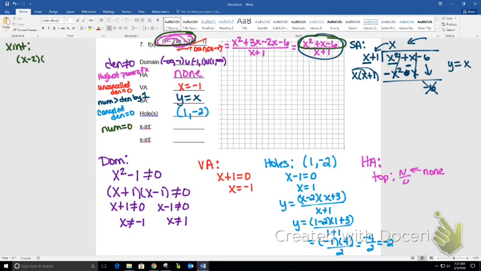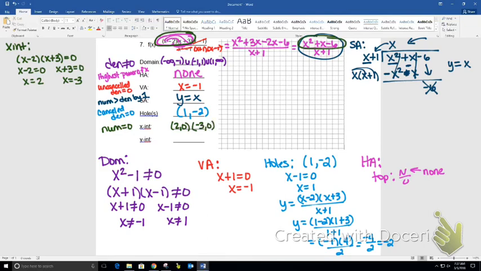So x minus 2 times x plus 3 equals 0. Set them individually equal to 0 and solve. So we have an x-intercept at (2, 0) and at (negative 3, 0).